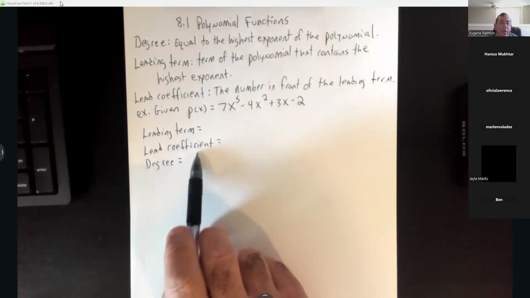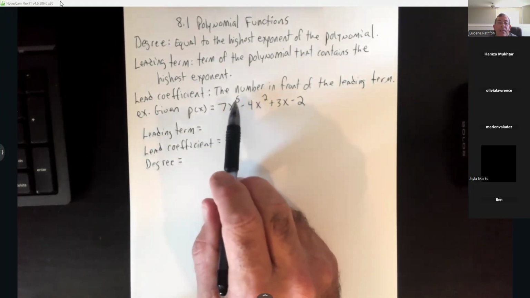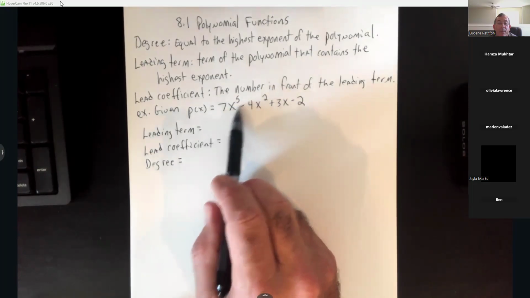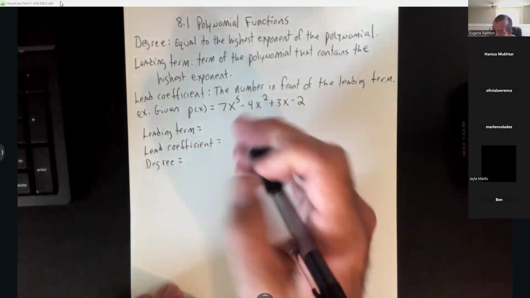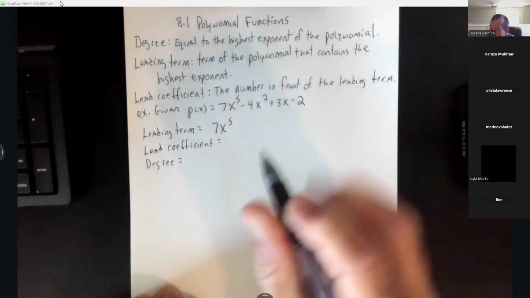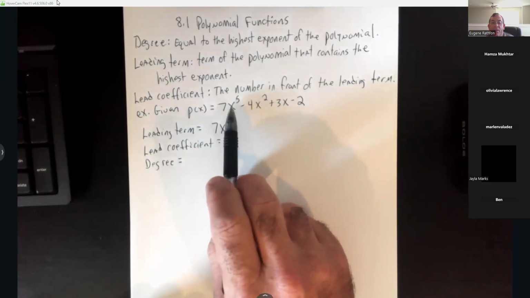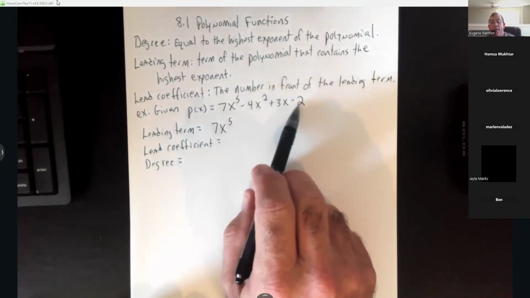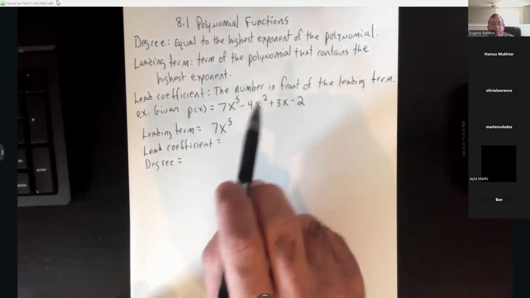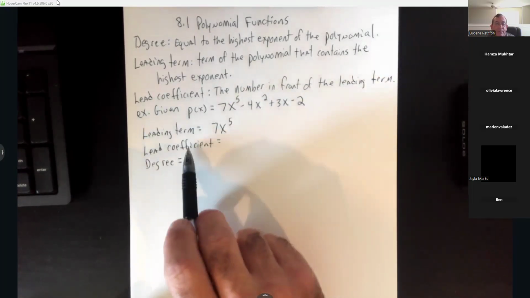All right, y'all. So on this one, the leading term is the term that contains the highest exponent. So this whole thing, the 7x to the fifth, is what we would consider the leading term. So the terms are separated by subtraction and adding, okay? So this one has 1, 2, 3, 4 terms. But the leading term has the highest exponent.